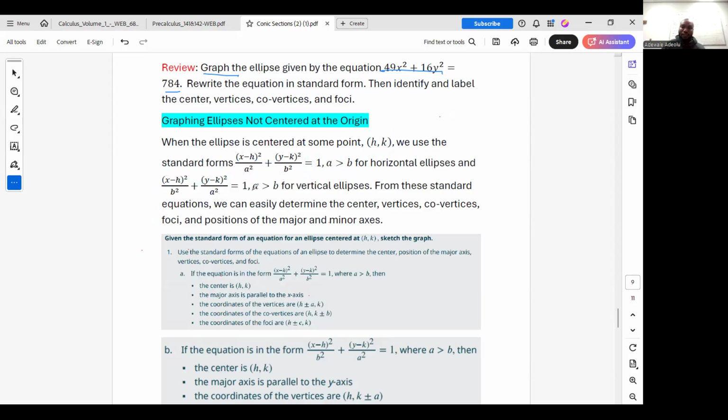All right. Now, from this standard equation, so this is the standard equation for when the center is h comma k, we can easily determine the center, the vertices, the co-vertices, the foci, and positions of the major and minor axes. All you need to do is simple. Let me show you briefly.